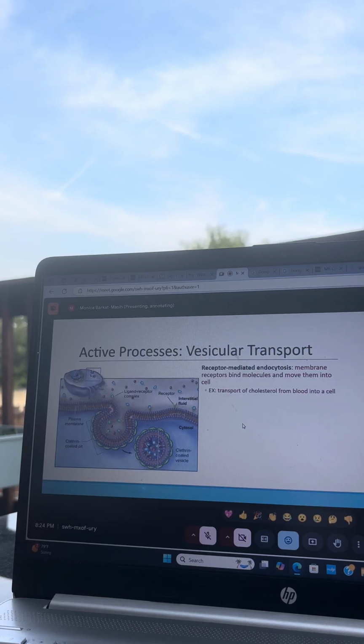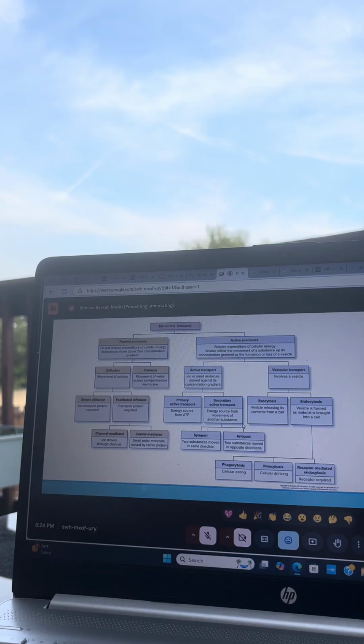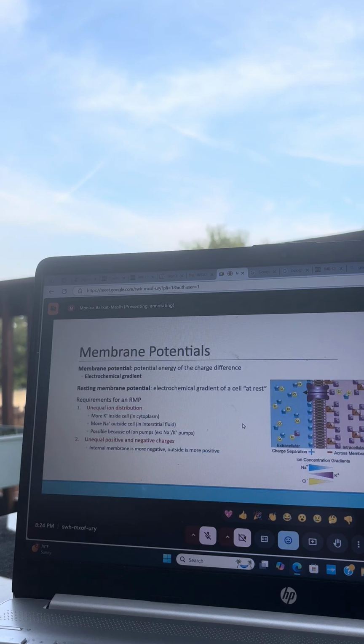And then we have the receptor-mediated endocytosis, where the particle is going to first attach to the receptor and then the cell will take it in. So that's why it is called receptor-mediated endocytosis. And here is a summary. You might want to look at this one for a review and add the examples to it.